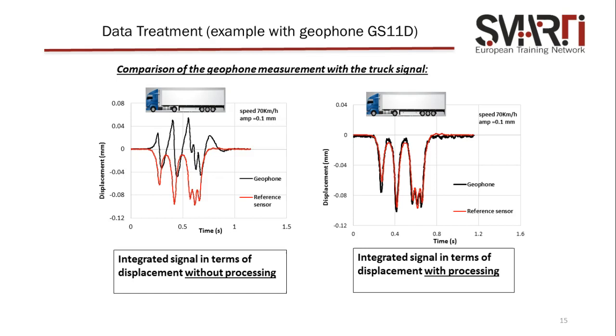Here, the reference signal is the laser signal. Without any processing, the signal was very different from the reference signal. And when we applied the processing, the signal was very close to what we wanted to achieve.